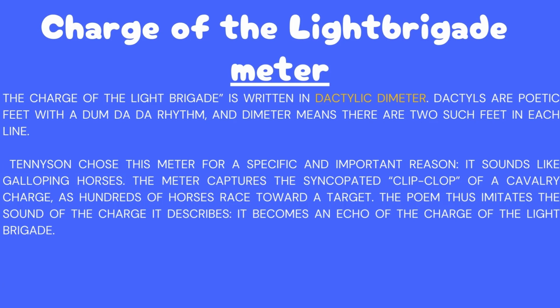The Charge of the Light Brigade is written in dactylic dimeter. Dactyls are poetic feet with a dum-da-da rhythm, and dimeter means there are 2 feet in each line. Tennyson chose this meter as it sounds like galloping horses. The meter captures the syncopated clip-clop of a cavalry charge as hundreds of horses race toward a target.